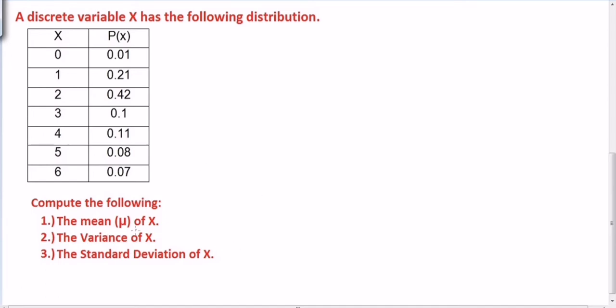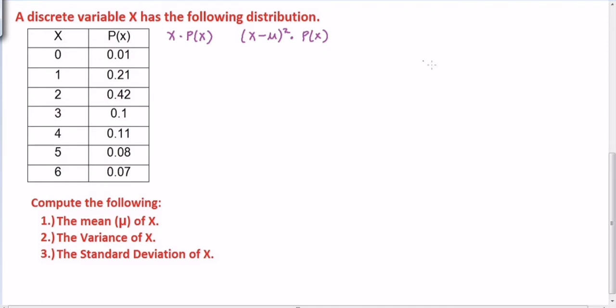Pag nagko-compute kayo ng mean, ng variance, saka ng SD, ang gawin nyo guys, create kayo ng panibagong table, ng panibagong column right after yung p of x. So, dagdagan nyo to ng x times p of x. Ayan. At saka ng x minus mean squared times p of x. Okay, mamaya malalaman nyo kung para saan yan. Pero, very important tong dalawang to. Lalo na kung maraming values yung table, mas maganda na mag-add kayo ng dalawang yan para mamaya sa sum na lang tayo. Mas madali, guys, kapag ganyan.